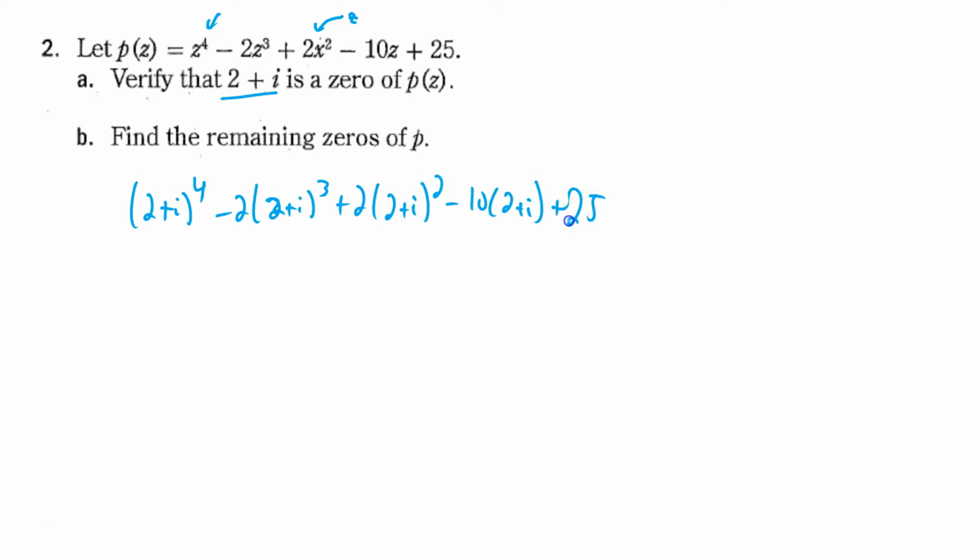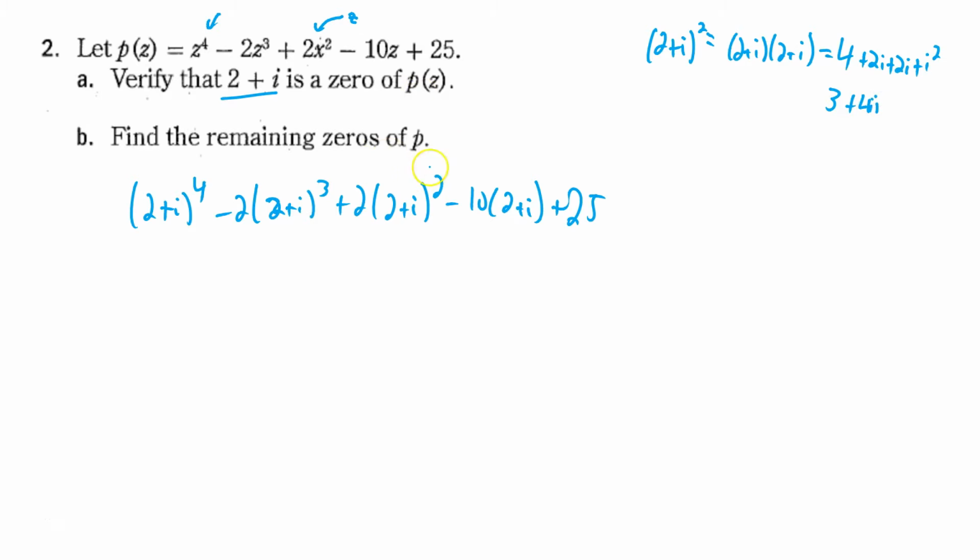So this is a really good review in multiplying complex numbers together, because we're going to have to do a lot of expanding here. So I'm going to use building blocks. We have 2 plus i. I'm going to do 2 plus i squared right here. So that would be 2 plus i times 2 plus i. And we multiply that together, we FOIL it, so we'll get 4 plus 2i plus 2i again, and then plus i squared. Well, i squared is negative 1, so 4 minus 1 is 3, and then plus 4i. So that is 2 plus i squared.